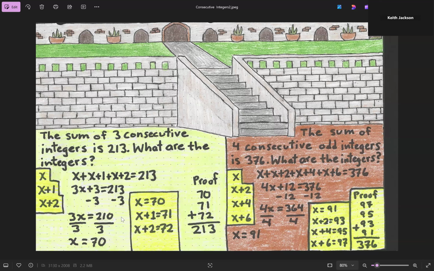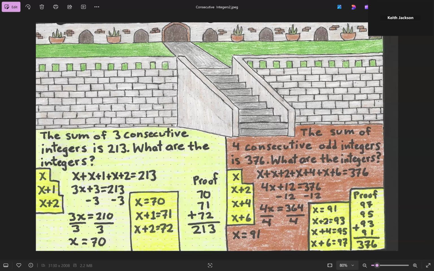Now, to further isolate x, we're going to divide by the number that is next to x, and that number is 3. Dividing both sides of this equation by 3, we will get x is equal to 70, because 3 divided by 3 will give us 1x or x, and 210 divided by 3 will give us 70. Now that we have our x value, which is 70, the other two terms just fall into form. x is equal to 70, which means that x plus 1 must equal 71, and x plus 2 must equal 72. And as proof, when you add these three integers together, they come up to 213.